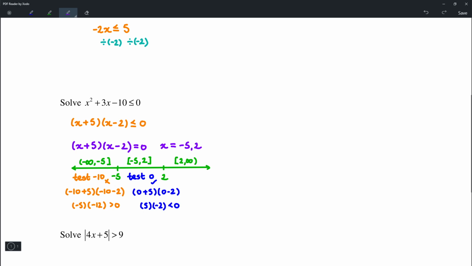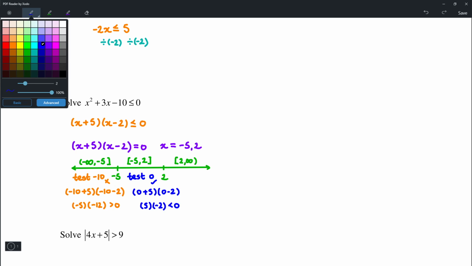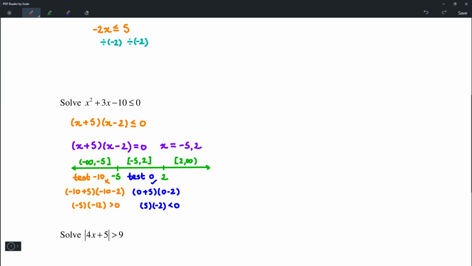And finally, on the right-hand side, we can choose a number that's greater than 2 to test. So here we can test, let's say, 10. So we have 10 plus 5 times 10 minus 2. And so we have 15 times 8, which of course is greater than 0. So this is not going to be part of the solution either. So the solution to the inequality is simply the middle part, and that is from negative 5 to 2.